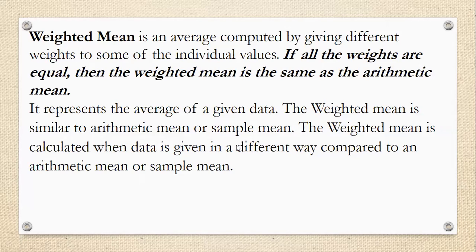As I discussed, the weighted mean represents the average of a given data. The weighted mean is similar to the arithmetic mean or sample mean. The weighted mean is calculated when data is given in a different way compared to an arithmetic mean or sample mean.